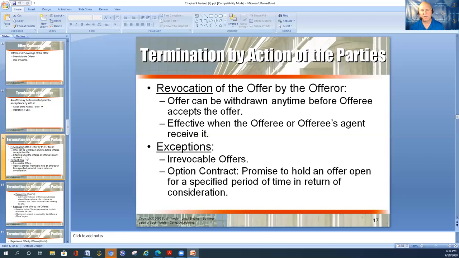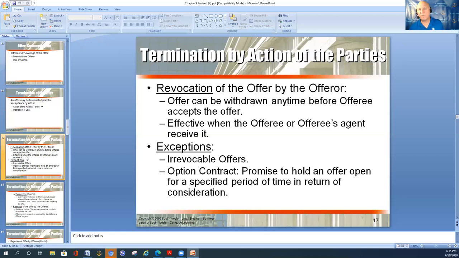You know, offer expires through lapse of a reasonable time, through a time limit that the offeror imposes on it, through your rejection of the offer, through the revocation of the offer, you're taking it back, or through a counter offer.